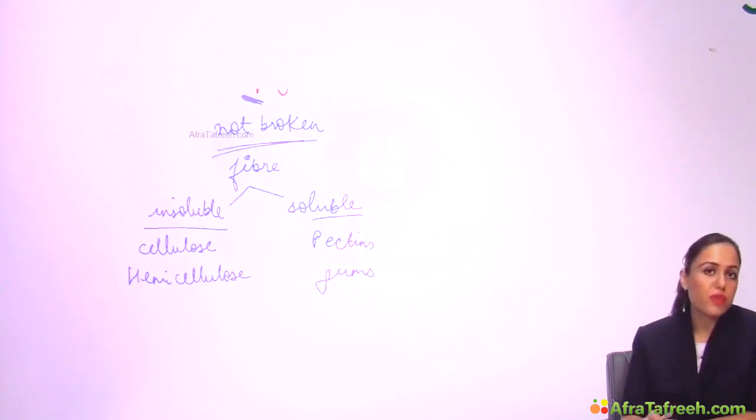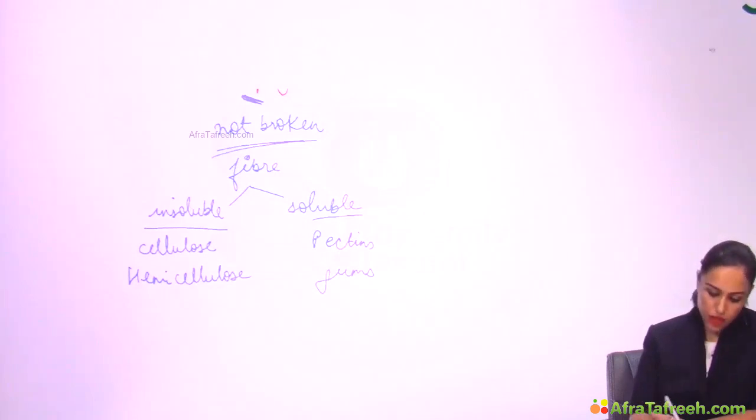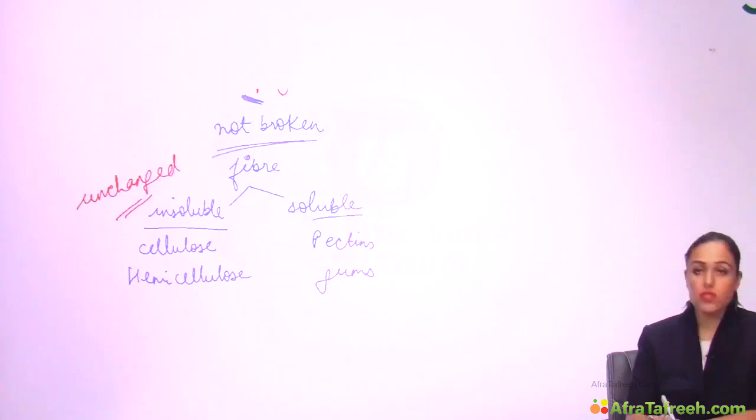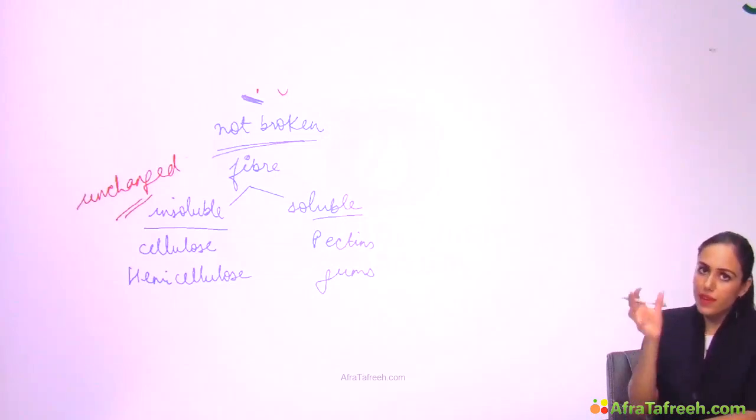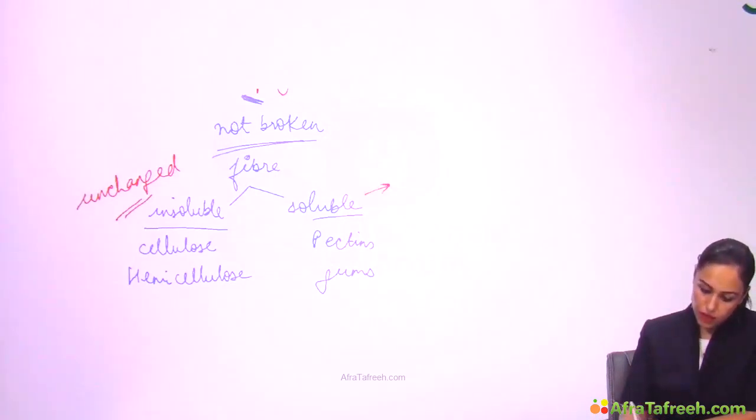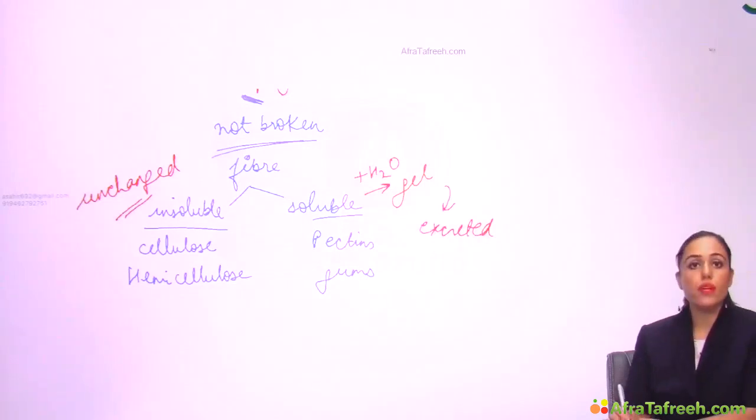Now, what is the difference between soluble and insoluble fibers? Insoluble fibers are excreted unchanged from the intestine. That is, in their original form, they are thrown out of the body. But soluble fibers will attract water. They get converted to gel form, and then this gel is excreted out of the body.